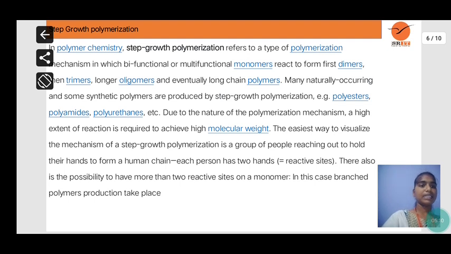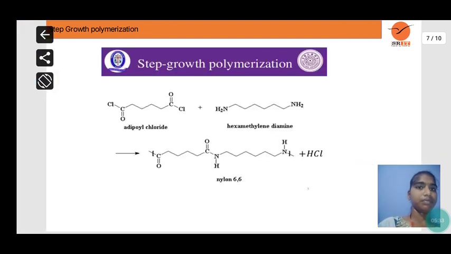The easiest way to visualize the mechanism of step growth polymerization is a group of people reaching out to hold their hands to form a human chain. Each person has two hands, equal to reactive sites. There is also the possibility to have more than two reactive sites on a monomer. In this case, branched polymers are produced. Step growth polymerization: adipoyl chloride and hexamethylene diamine give nylon 66.